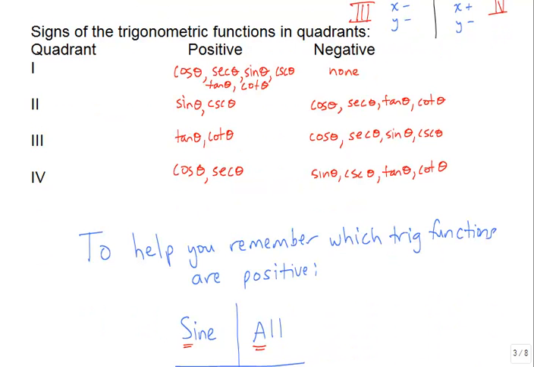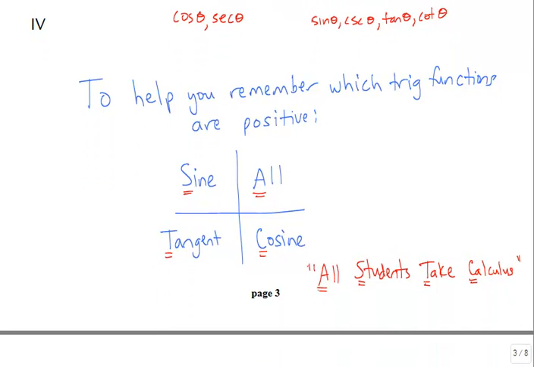Now to help you remember that, there is a little saying that you can remember. In quadrant 1, all of them are positive. In quadrant 2, it was just the sine and its reciprocal cosecant. In quadrant 3, it was just tangent that was positive and its reciprocal cotangent. And in quadrant 4, it was just the cosine and its reciprocal secant.